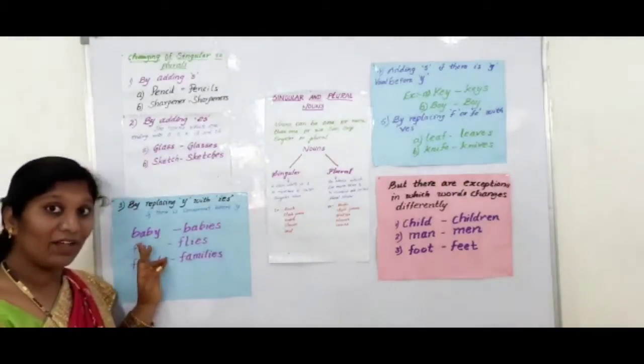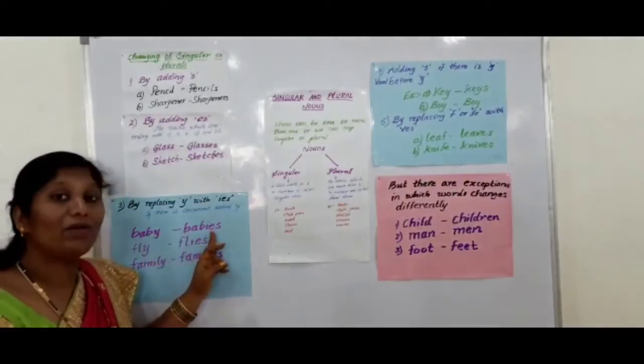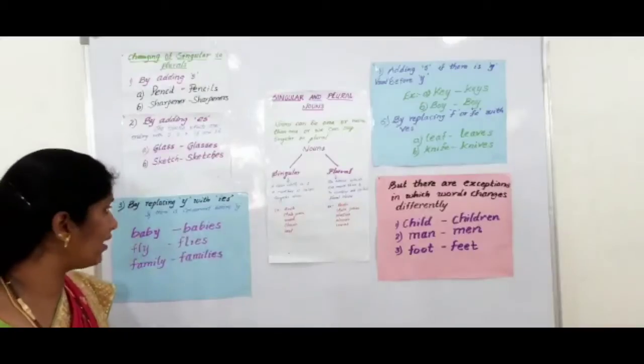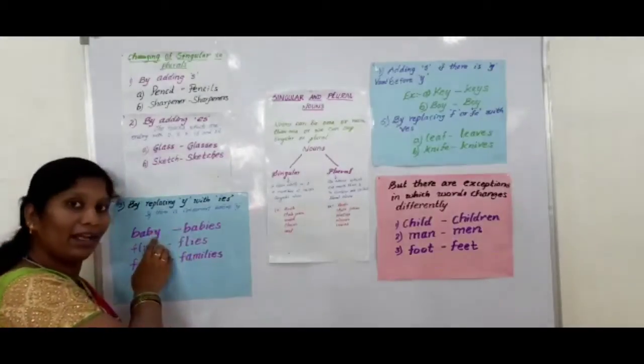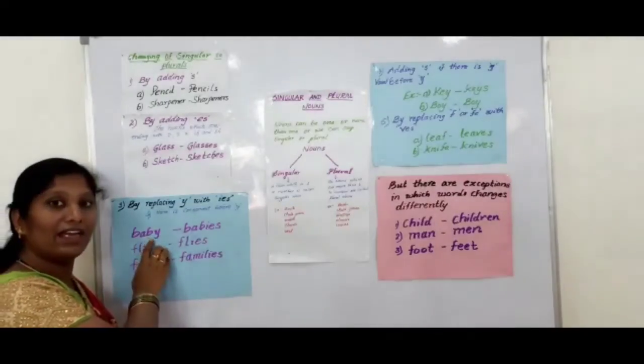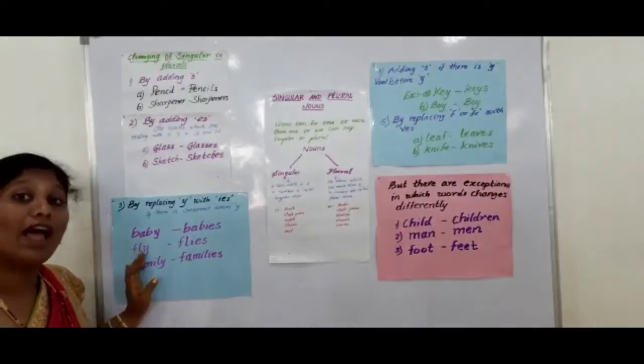So, it ended with Y. So, you have to remove this Y and you have to add IES. And one thing you have to observe is that there is a consonant before Y. Which consonant is here? Yeah, there is B, consonant B. And the next one is fly.